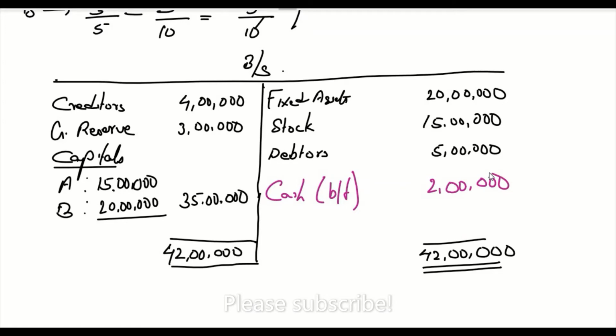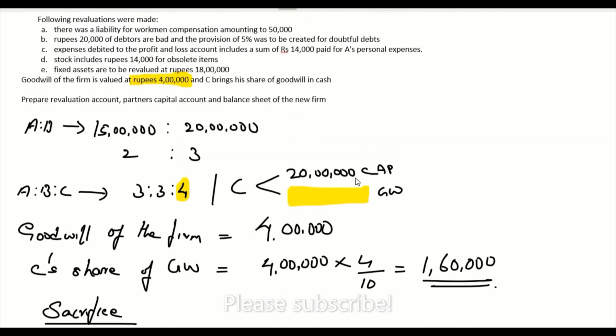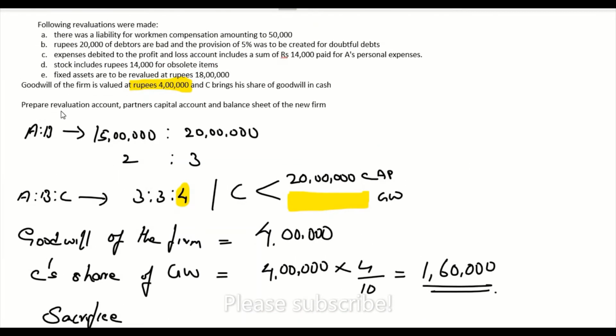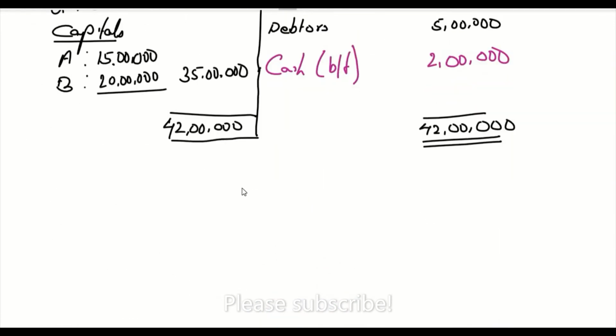Okay, so now we constructed the balance sheet of the firm before admitting C as a new partner. Now the question doesn't say that we need to pass journal entries. The question says that prepare revaluation account, partners capital account and balance sheet. So we will directly go to prepare revaluation account here.